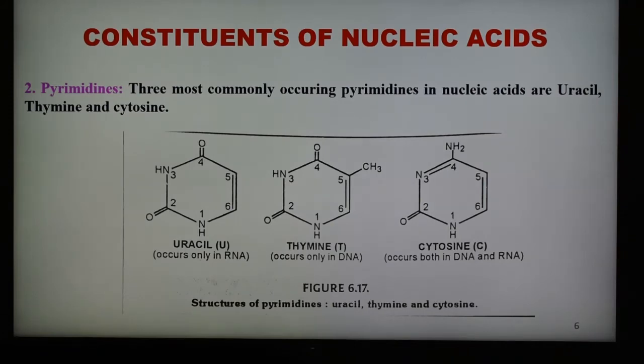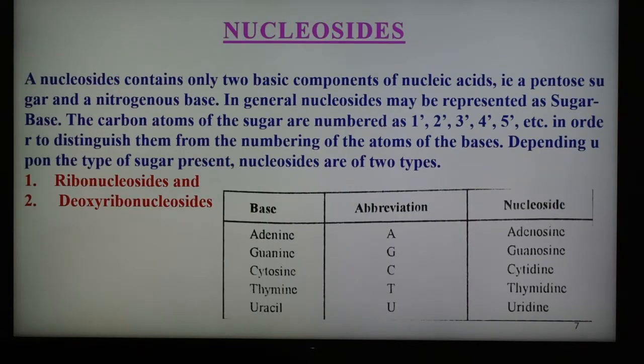So these are the structures of pyrimidine, and three pyrimidines are there. One is uracil, thymine and cytosine. So these are the constituents of the nucleic acid, and three parts are there: phosphoric acid, sugar and the bases. And the structure of purine is already shown, and now nucleoside and nucleotide are the two important parts in the nucleic acid.